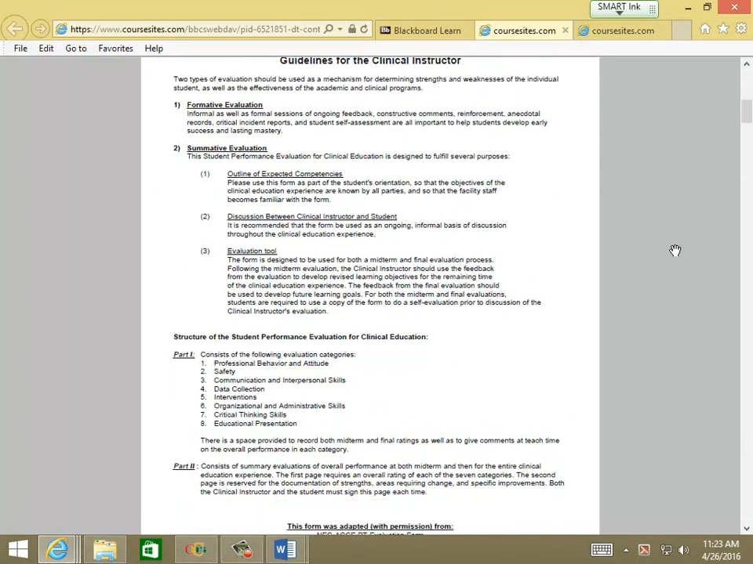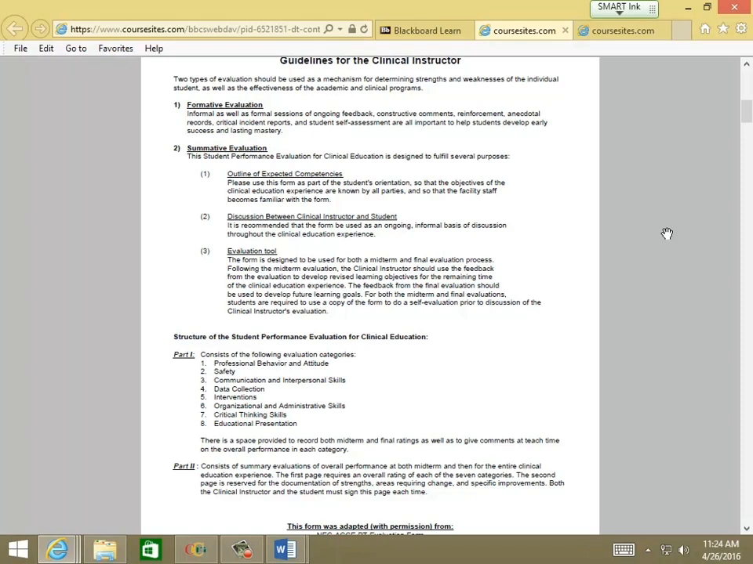And I'd like to take a moment to go over some guidelines and the rating scale for the document. So there's two forms of feedback that we can give to our students during the course of a clinical experience. Formative feedback is feedback and evaluation that goes on throughout the clinical experience.